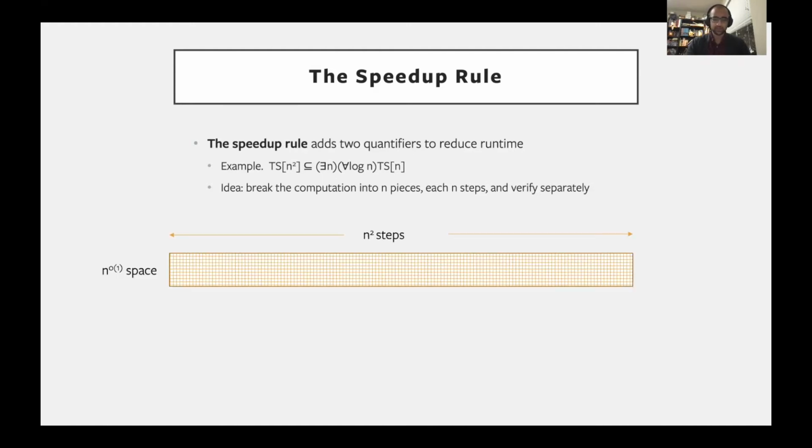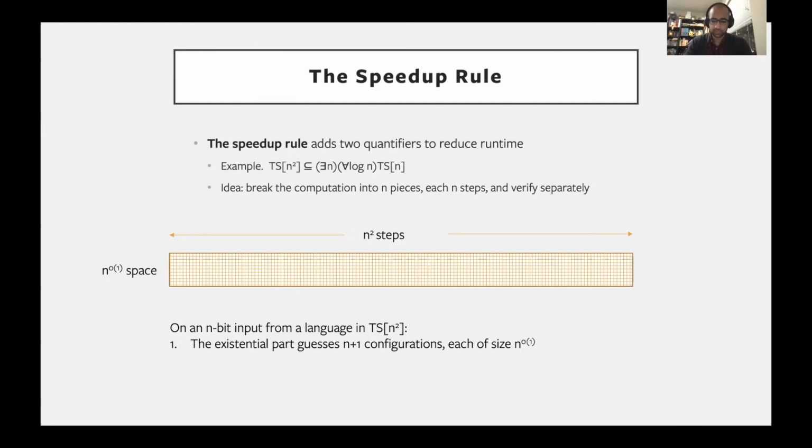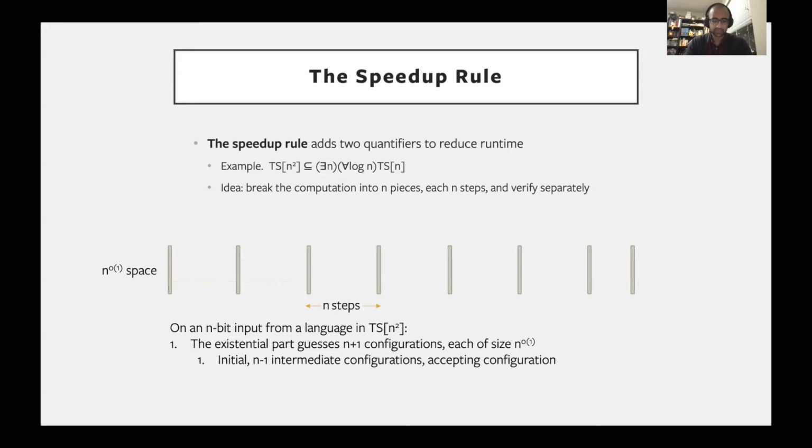So if, say, this is the computational tableau of a TS(n^2) machine, note, by the way, that it's n^o(1) space because TS is a complexity class corresponding to small space machines. So now on an n-bit input from a language in TS(n^2), so an accepted input, the existential part guesses n plus 1 configurations, each of which has size n^o(1). And the configurations this guesses will be the initial configuration, n minus 1 intermediate configurations, and the accepting configuration. So these are the guesses of the existential part.